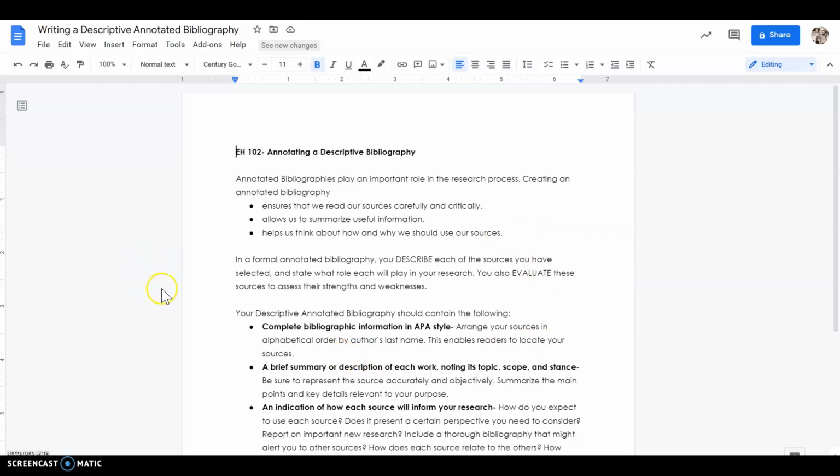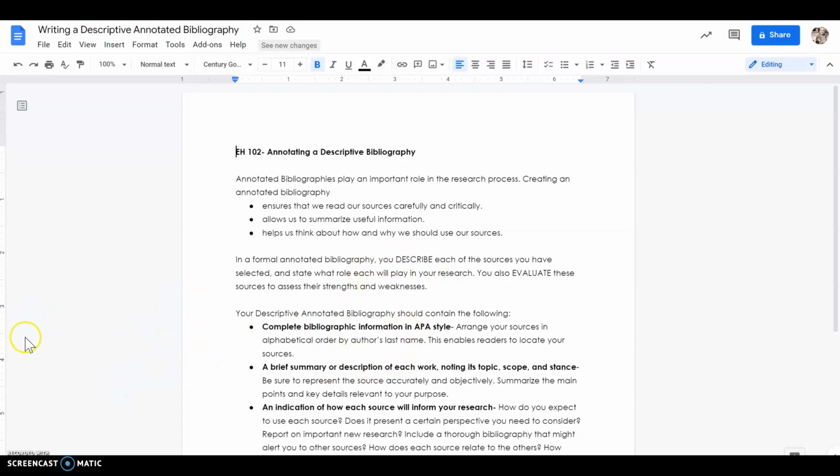So you're going to do complete bibliographic information in APA style. We've worked with APA a little bit, but we really only brushed the surface because we were writing a personal essay. We didn't use any outside sources. We did create that cover page. Again, I'm going to talk about all of this in a formatting screencast next. But in APA style, we're going to arrange our sources in alphabetical order by author's last name. And that complete bibliographic information helps our readers locate our sources more easily.